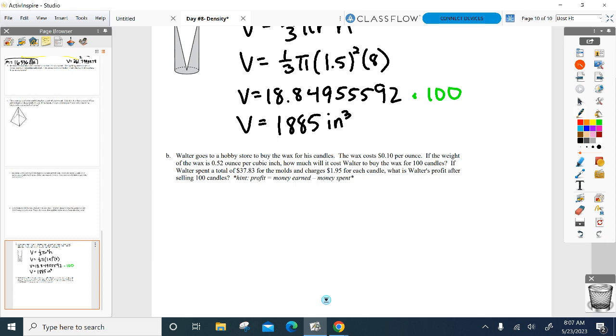So let's stop right there. Let's answer that first because this is a two-part question. How much is it going to cost him to buy the wax for 100 candles? And we know wax costs 10 cents per ounce. So the first thing we're going to need to find is the weight in ounces of these 100 candles. So density equals mass over volume. Again, we are finding the weight. Everyone see what our plan is? We'll find the weight of the 100 candles, and it's 10 cents an ounce. So we're going to find how many ounces it takes to do 100 candles and then use the 10 cents. Density, you told me, was 0.52.